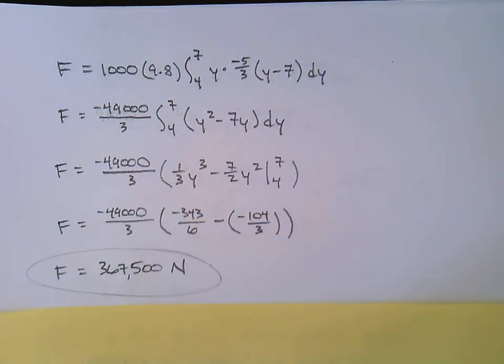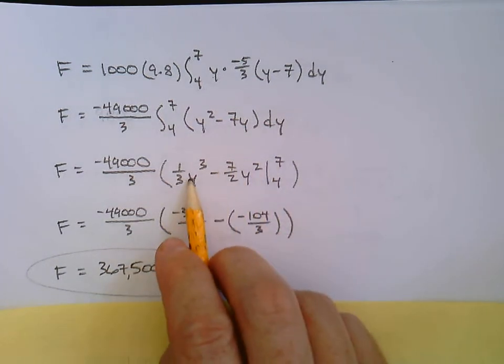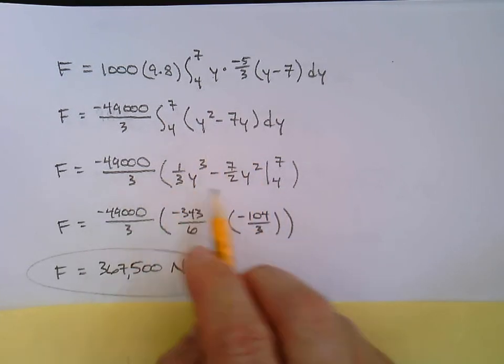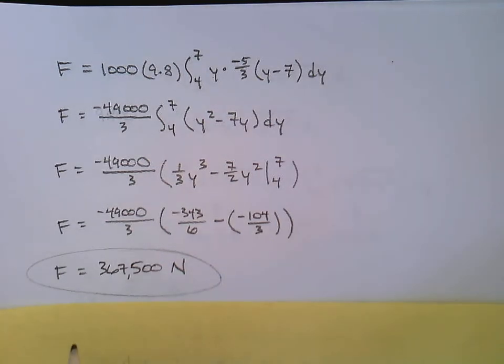And I'll just show you the rest. Turns out the answer is a whole number. It turns out really nice. Plugging in the 7 to that whole thing gives you negative 343 over 6. Subtract, plug in the 4 to that whole thing, negative 104 over 3. You would really expect a fraction as your answer, but no, it turns out when you do all that calculation, 367,500, and the units here are newtons, which we use a capital N. So there you go. Let's stop this video.